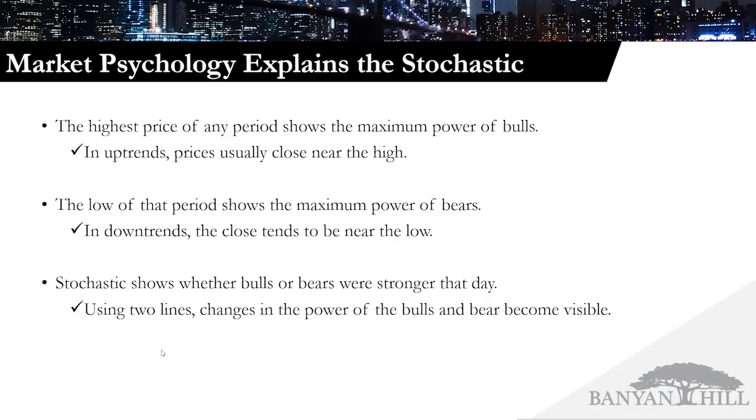It's designed to work based on the idea that when prices are moving up, traders are going to push that price up as high as they can and keep it there through the day. So you're going to close near the high. In a downtrend, the close tends to be near the low of the range. That's the whole basis of the stochastic.